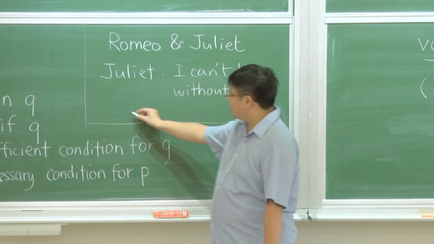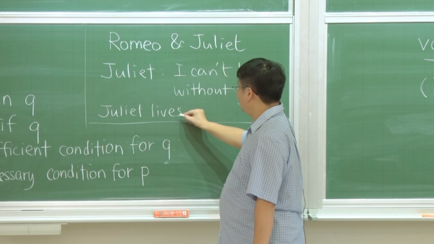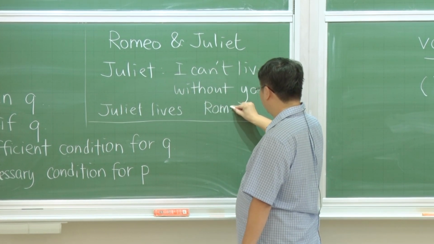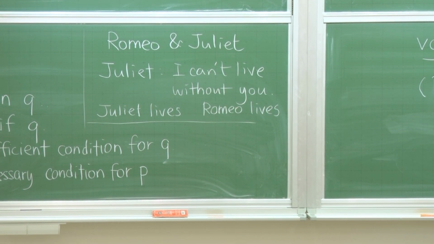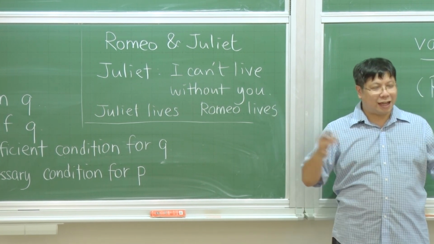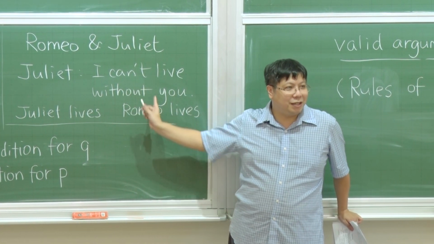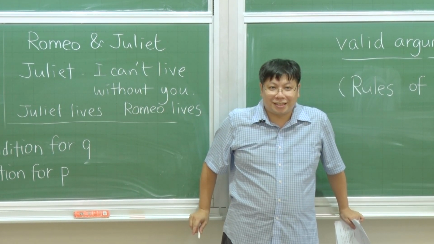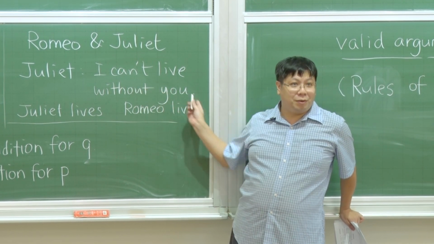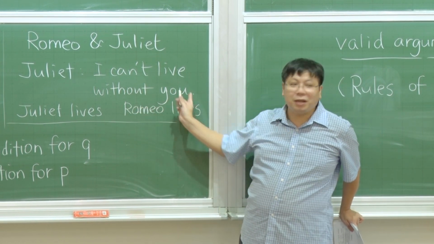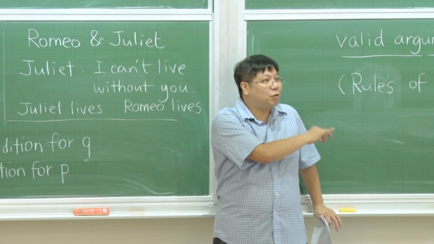Now we can think of this as there are two things that we talk about. We can talk about Juliet lives, this is one thing, and Romeo lives, this is another thing. Which one is a necessary condition according to Juliet? Juliet says, I can't live without you. So is Juliet lives a necessary condition for Romeo to live, or is Romeo to live a necessary condition for Juliet to live? This is necessary, because Juliet says, I can't live without you. Without Romeo living, I can't live. So this is necessary. This is sufficient. If Juliet lives, it is sufficient to know that Romeo must be living.